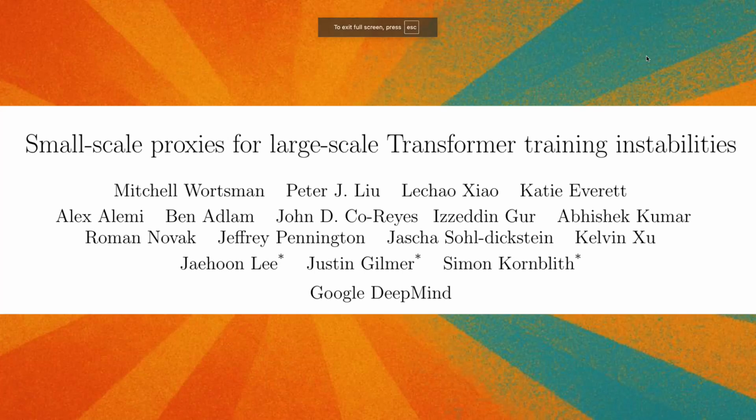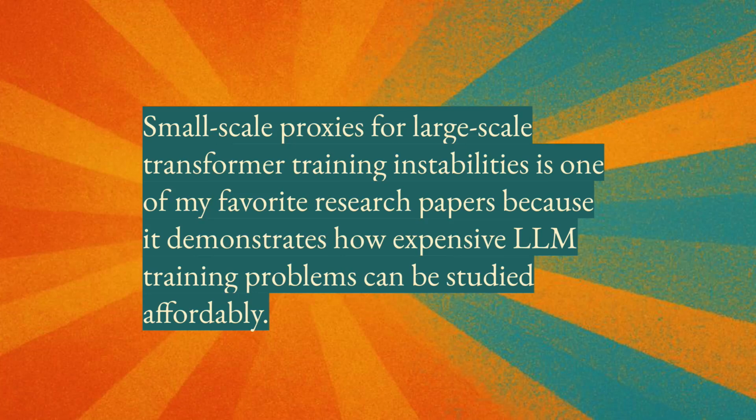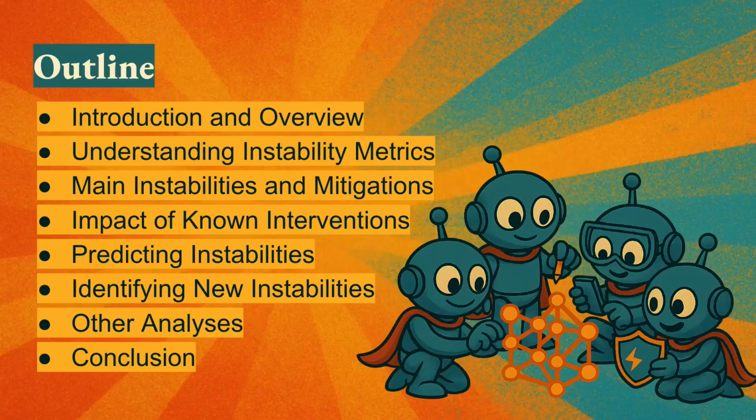In this video, I'm going to give a paper summary on the paper Small-Scale Proxies for Large-Scale Transformer Training Instabilities by Mitchell Wortsman et al. from Google DeepMind. This is one of my favorite papers because it demonstrates how expensive LLM training problems can be studied affordably and prevented affordably, which is an awesome strategy to implement.